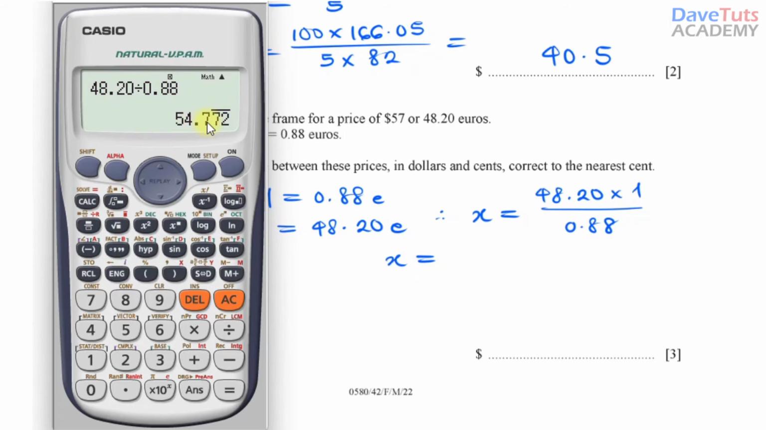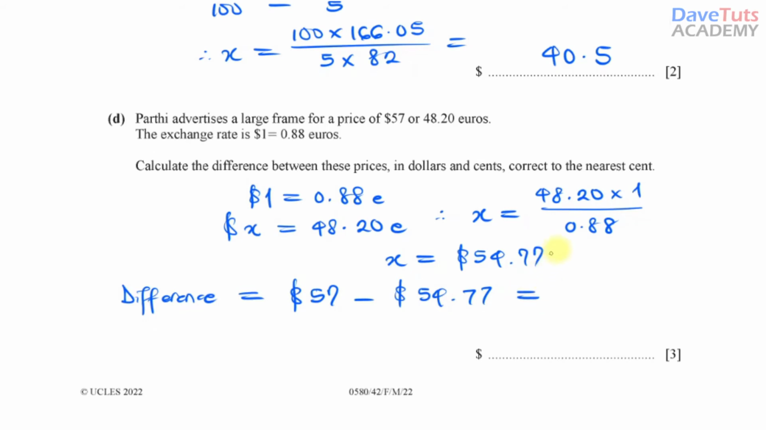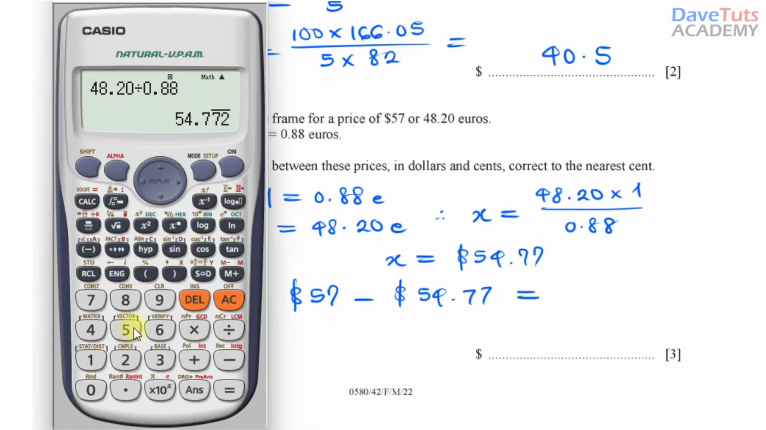So I can say 54.77. Okay. So this is 54.77. Then the difference that we are looking at will now be the difference between this 54.77 and this 57. So that will be $57 minus this 54.77, which is the amount when we converted. So we can look at 57 minus the answer we just got.